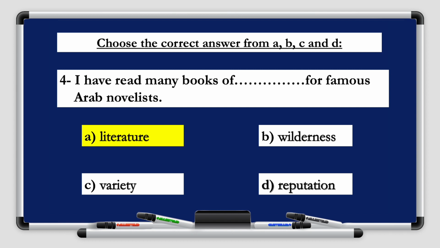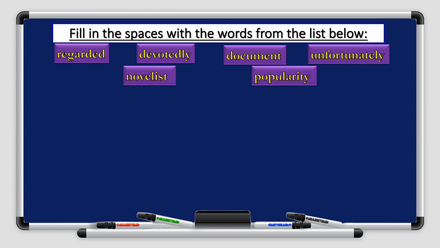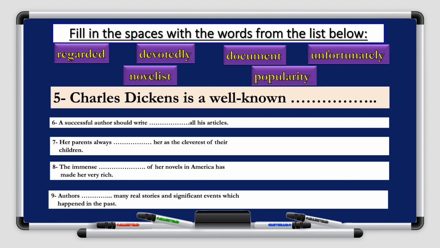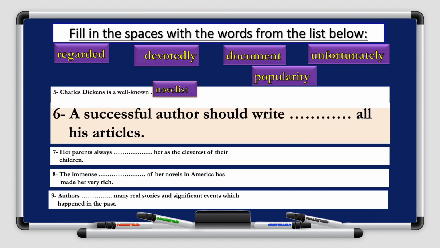Many books of literature. Now moving on to the other set of questions where we need to fill in the spaces with the words from the list below. We have regarded, devotedly, document, unfortunately, novelist, and popularity. Number five, Charles Dickens is a well-known novelist. Excellent. Number six, a successful author should write all his articles.